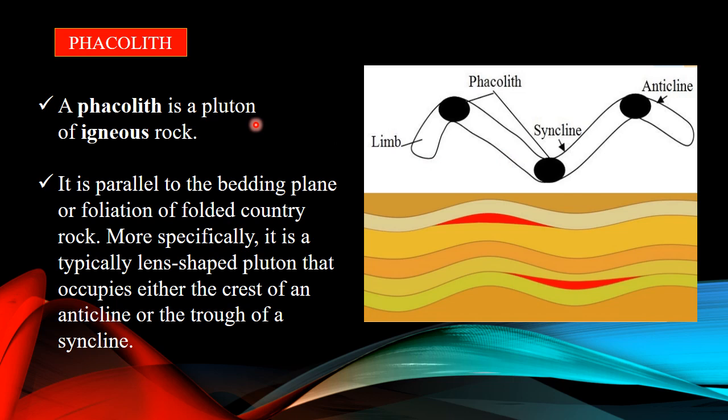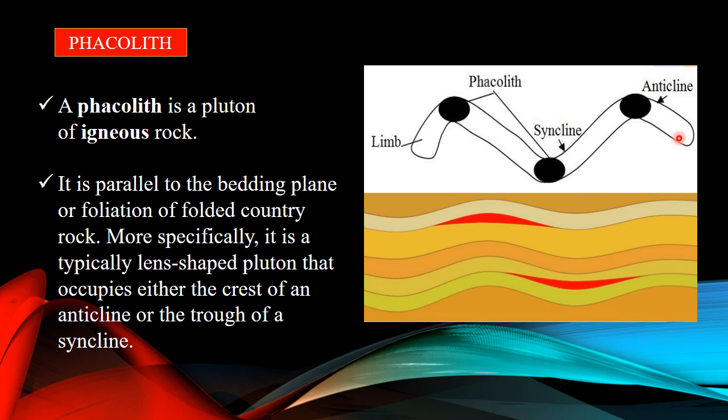Now the third example of concordant bodies is phacolith. Phacolith is a pluton of igneous rock, or an intrusion of igneous rock. In this image we can see a syncline and anticline structure of the rock formation or rock bed. This is a rock bed in a wave like structure. The upper portion of the wave is known as an anticline, and when this portion goes downward, it is known as a syncline. Then again anticline, then syncline. This wave like structure is known as the anticline and syncline structure.